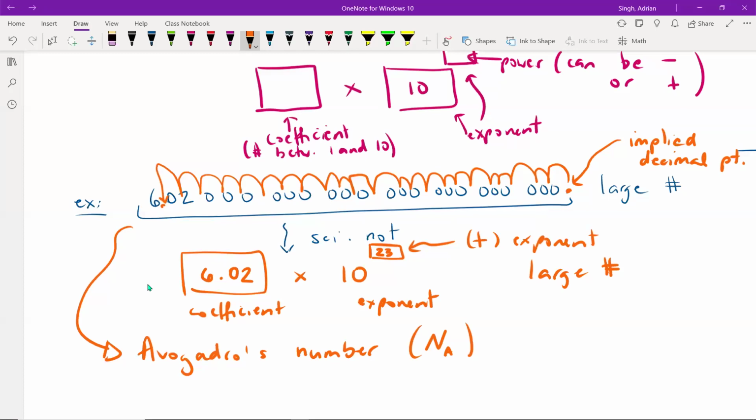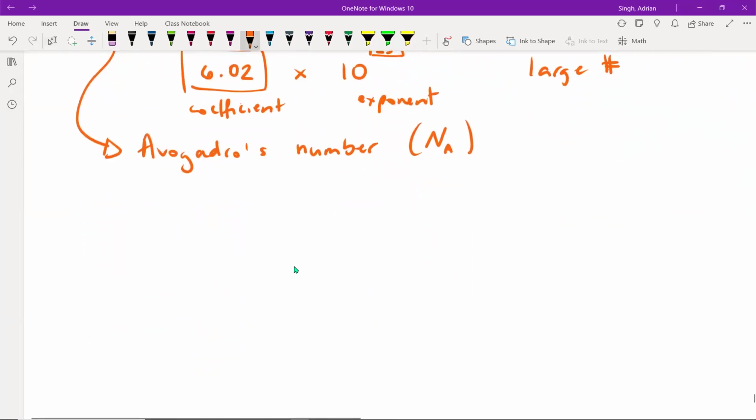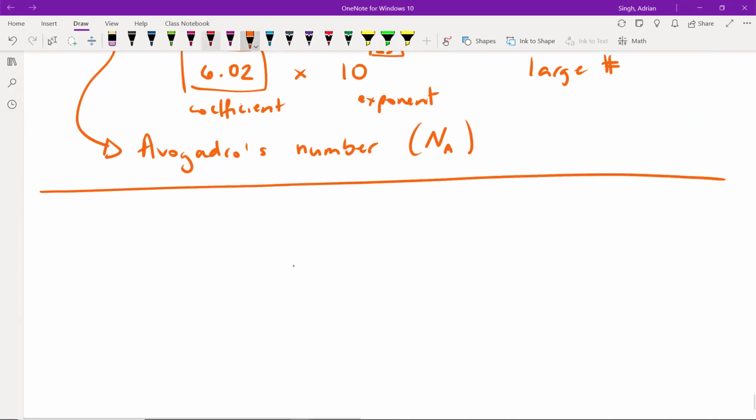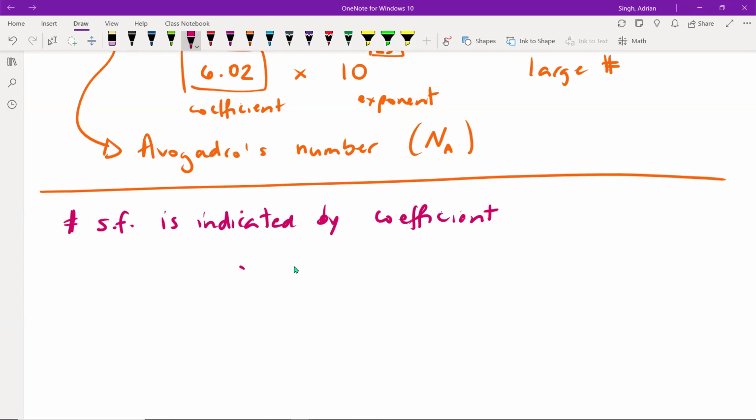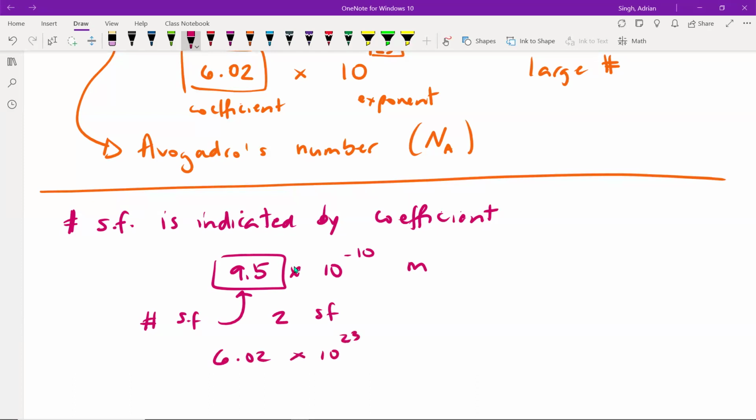So that's how we go back and forth, how we go from a decimal number to a number written in scientific notation. A couple of things to note now about your number in scientific notation. We will be talking about sig figs in some of the other videos. When we write a number in scientific notation, the number of sig figs is indicated by the coefficient. For example, in the ones we did before, we had 9.5 times 10 to the negative 10 meters. To determine the number of sig figs in this measurement, we look at the coefficient. So here we obviously have 2 sig figs. And the number we had immediately preceding, 6.02 times 10 to the 23, this is what we look at for the number of sig figs. This would have 3 sig figs.